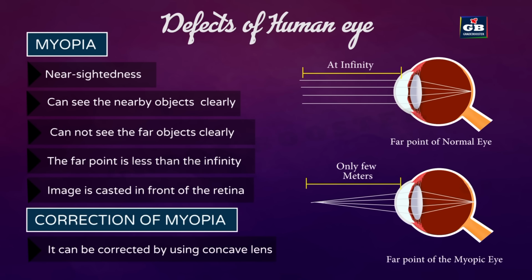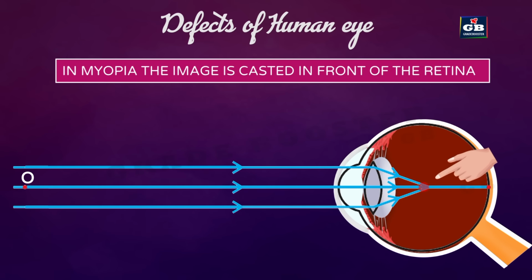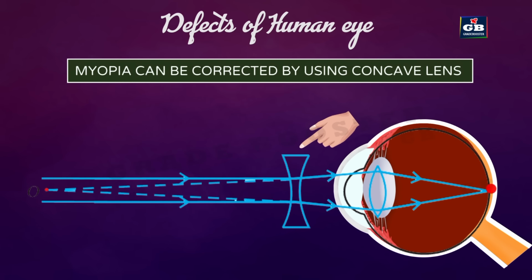We know that when the image of an object is cast on the retina, then we will be able to see it clearly. But in myopia, the image is cast in front of the retina, not on the retina. So this leads to blurry vision. Then how can we correct it? How can we make the image be cast on the retina? This can be done by using a concave lens. The concave lens makes the image fall on the retina. By that, the myopic person can see the far objects clearly.